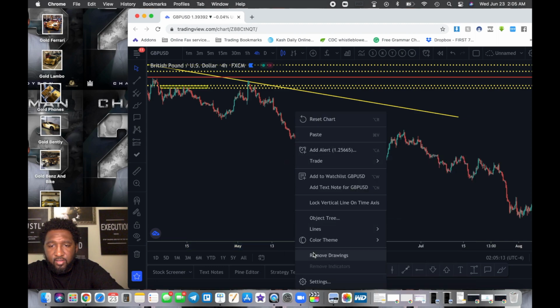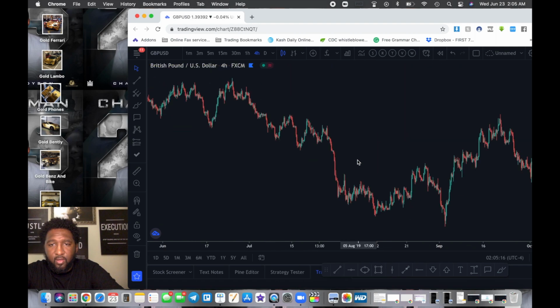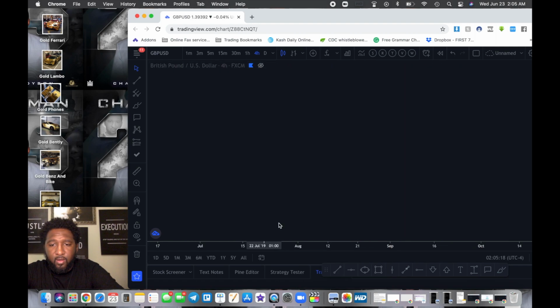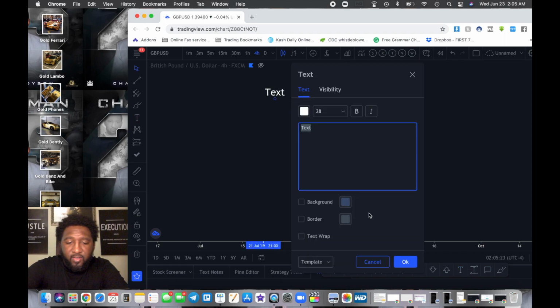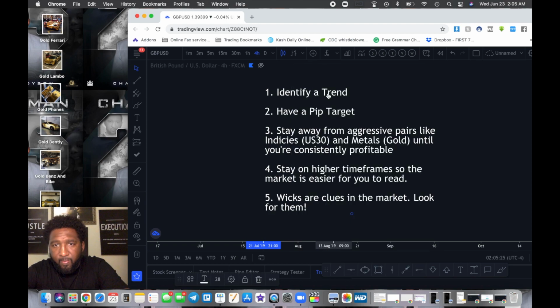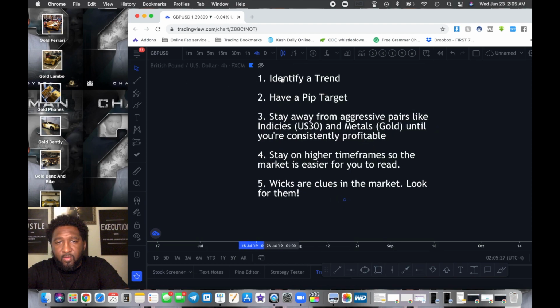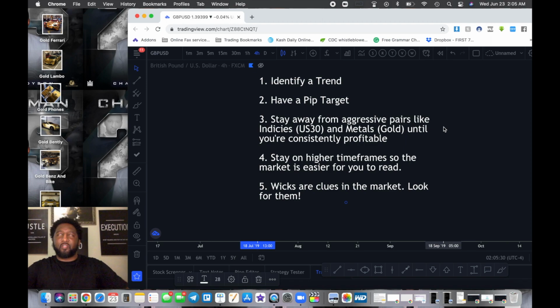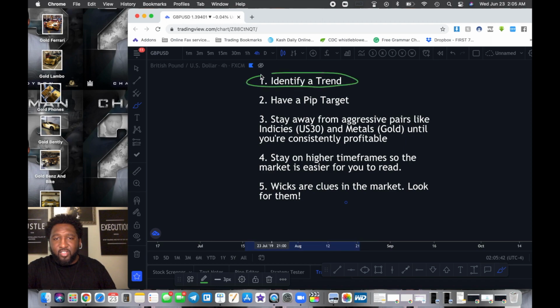So, some final thoughts. Okay. Hope you guys got some value. Well, I know you guys got some value from this, but I'm going to give you guys some final thoughts. Okay. First thing, right? The most undervalued, extremely undervalued skill when it comes to trading is identifying a trend. Get good at identifying a trend. And when you get good at identifying a trend, stick with that trend.